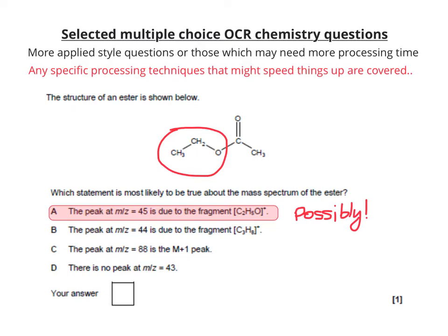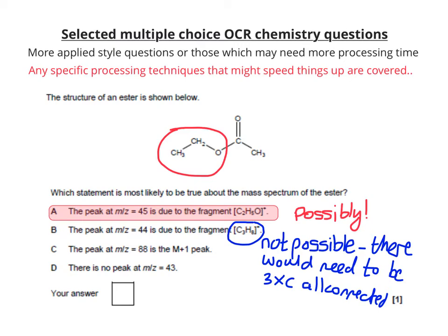Now it could be that we've stumbled on the right answer straight away, because it says which statement is most likely to be true. Now there's nothing about that statement that suggests that it's not going to happen. Yes, that fragment could come off. Yes, it has an m/z value of 45. Now the second one can be discounted because you would need 3 carbons in a row, and you haven't got that.